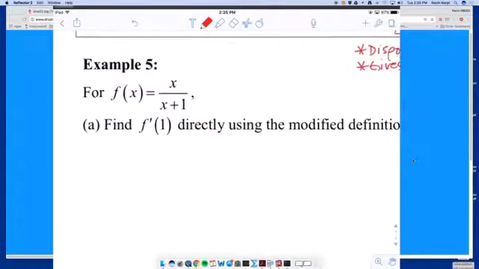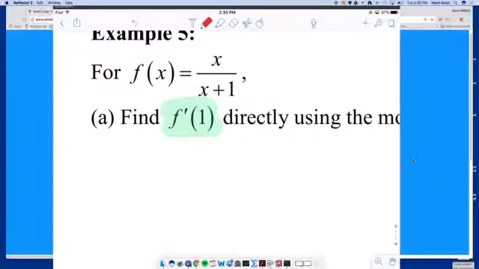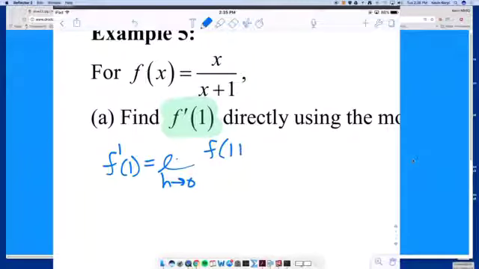Let's try out this modified form. On example 5, it says, for f of x equals x over x plus 1, find f prime of 1 directly by using the modified definition. All right, well, let's go ahead and write it out specifically for this function. F prime of 1, then, is going to be the limit as h goes to 0 of f of 1 plus h minus f of 1 all over h. So, again, the only difference from the formal definition is wherever we have the x, we now have a 1.